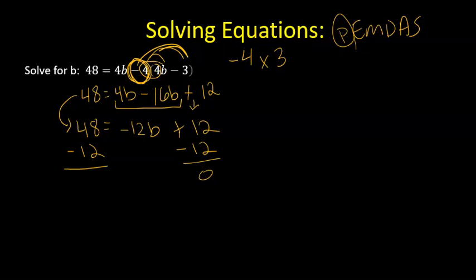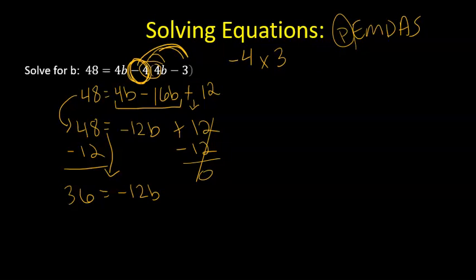-12, right? Okay, everything's looking legit, I hope. Okay, so 48 minus 12 gives me 36 equals, I'm bringing down that equal sign, -12b, and I'm gonna leave that 0 out. We don't need it. Sweet. Look how great this looks.